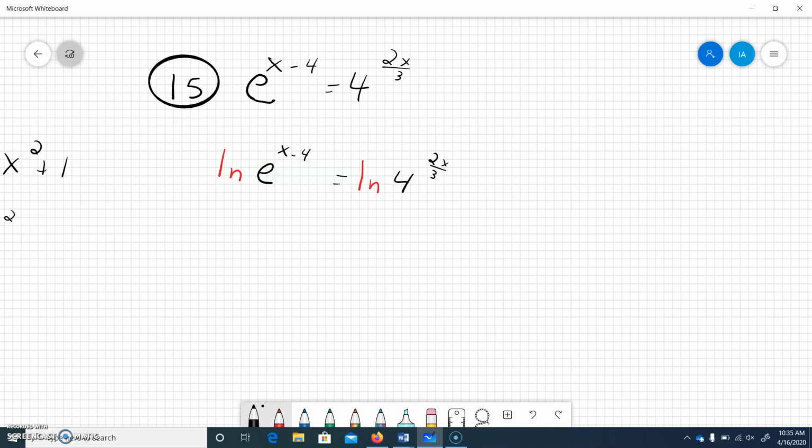So what we can do then is we can pull the exponents out front. Here comes a kid, hold on. Sorry for the pause, I had a kid walk in.